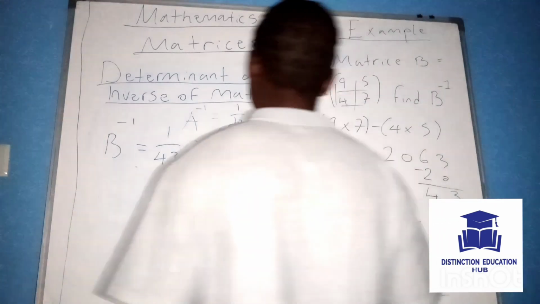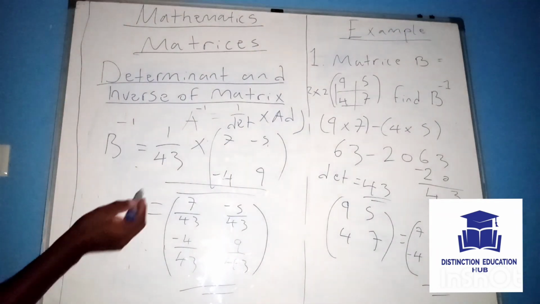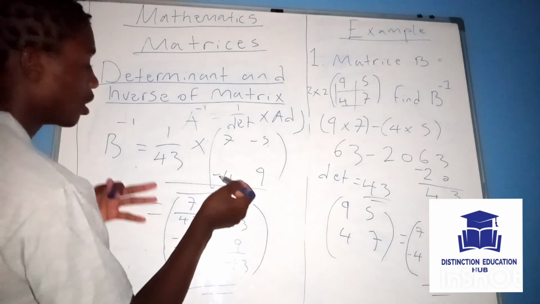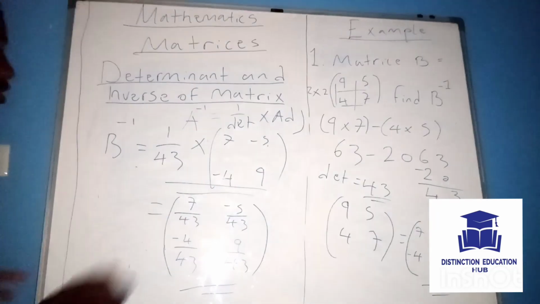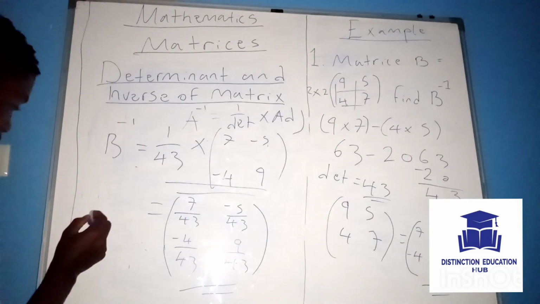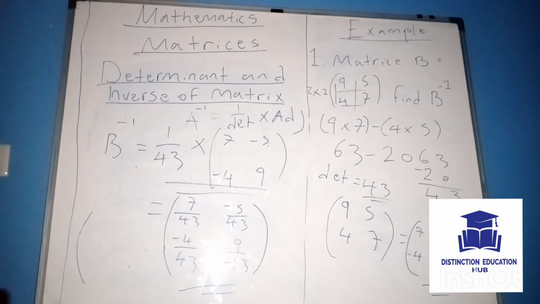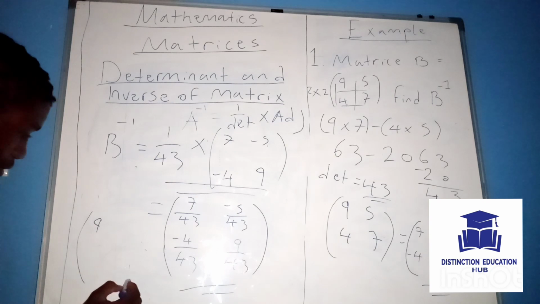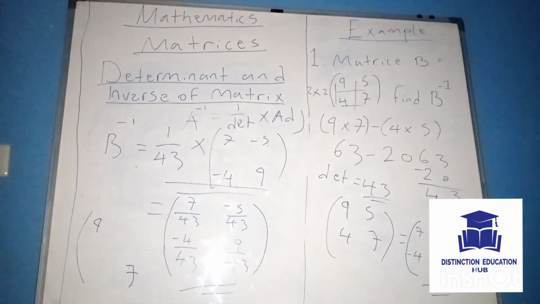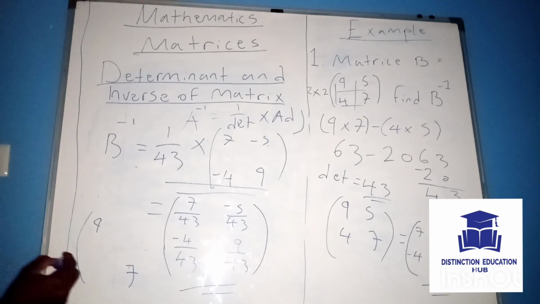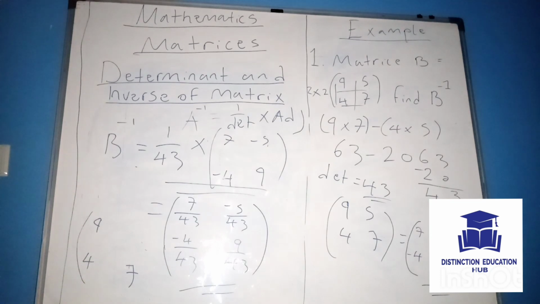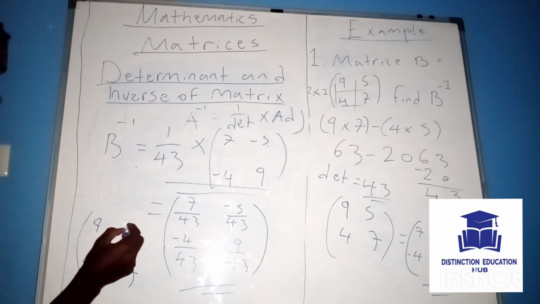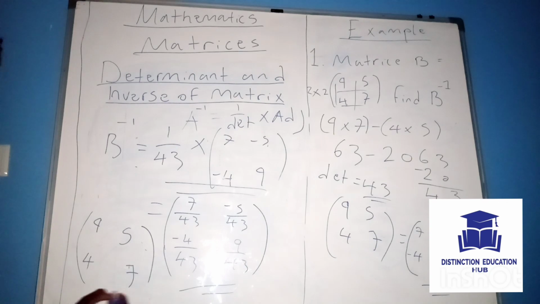Let's give a scenario. Let's say they asked us to find the adjoint of this matrix. This is going to be the adjoint. This 9 is going to come here, and the 7 is going to go down, and the -4 will become positive, and the -5 will become positive. That's how you get your adjoint.